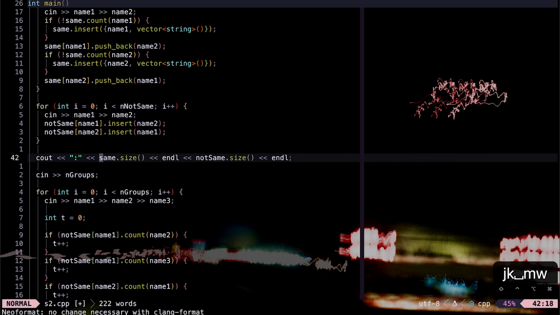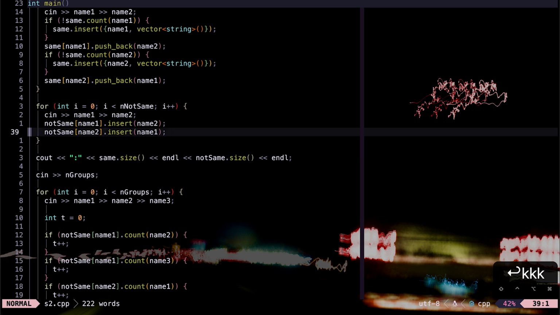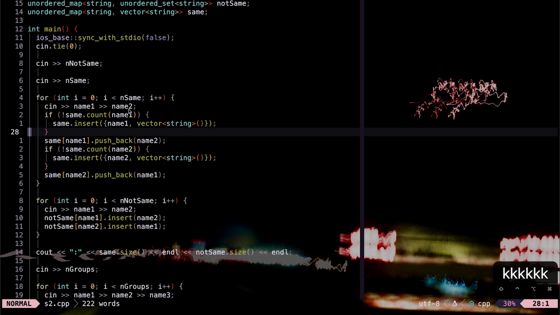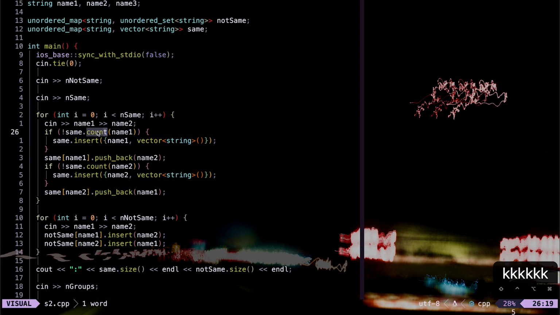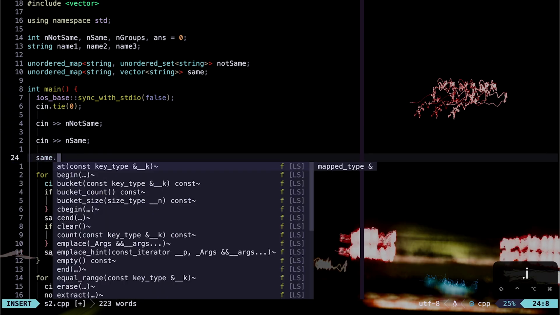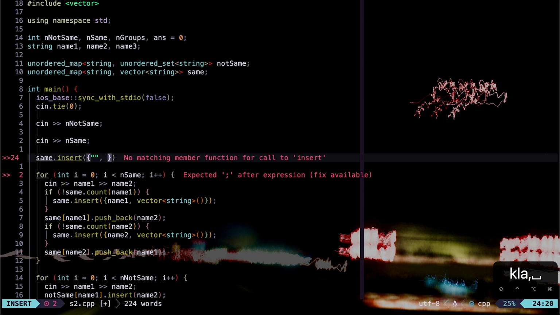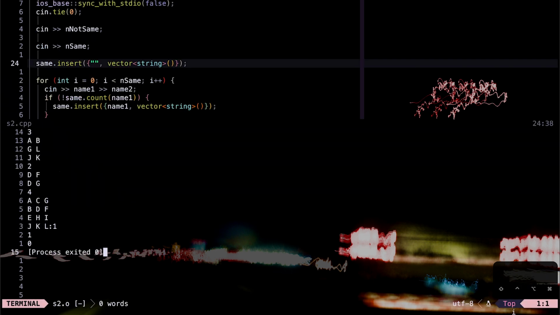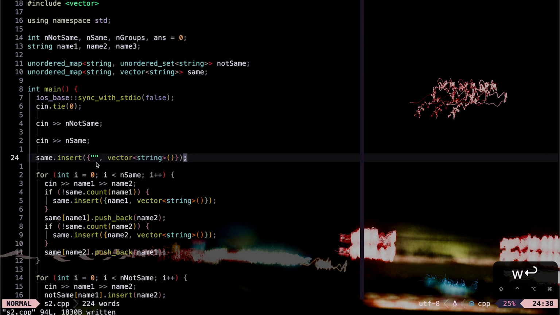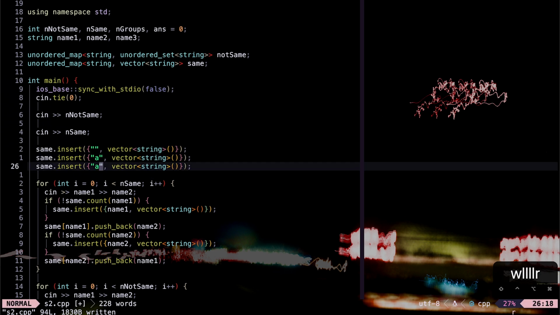Just make sure I'm looking at the right thing. Same amount size is 0, which does not count. Name 1, insert. Let's just insert something. So this works. This works. If let's say a size is 3.